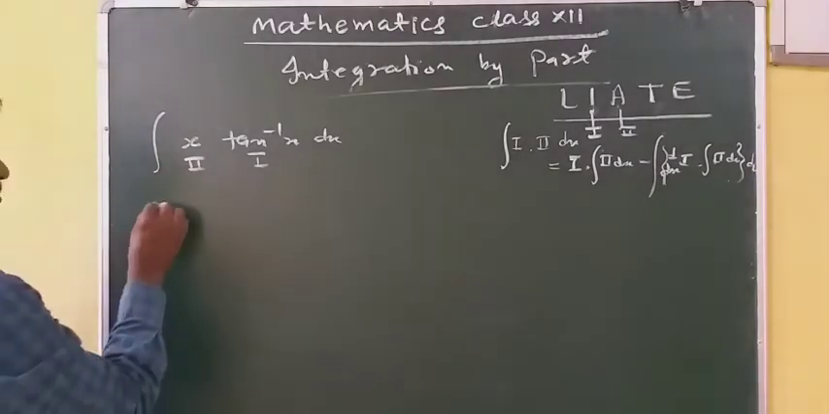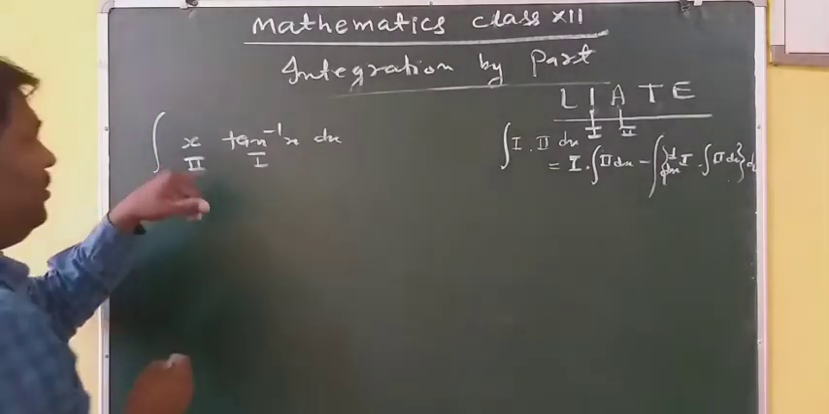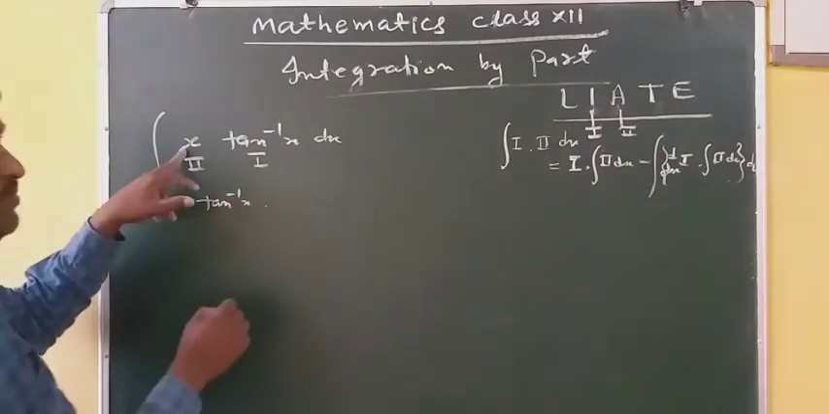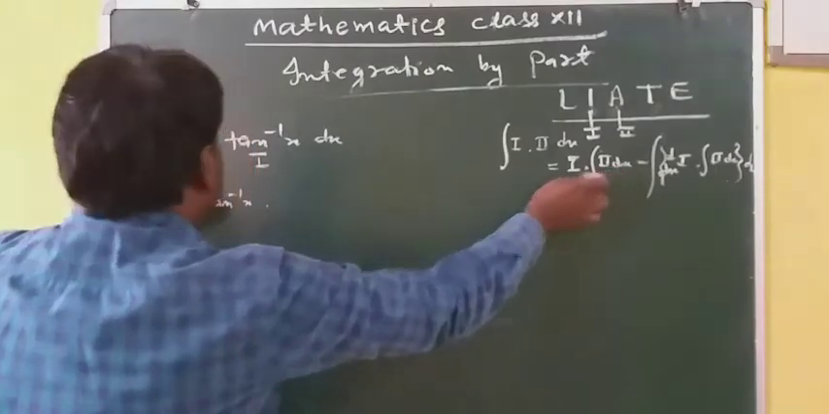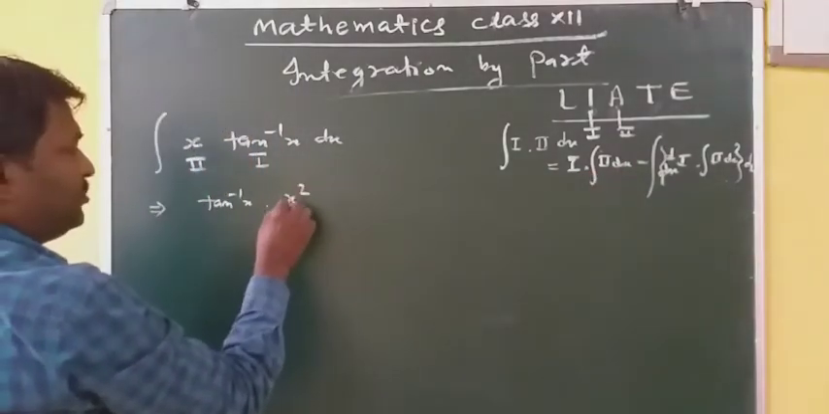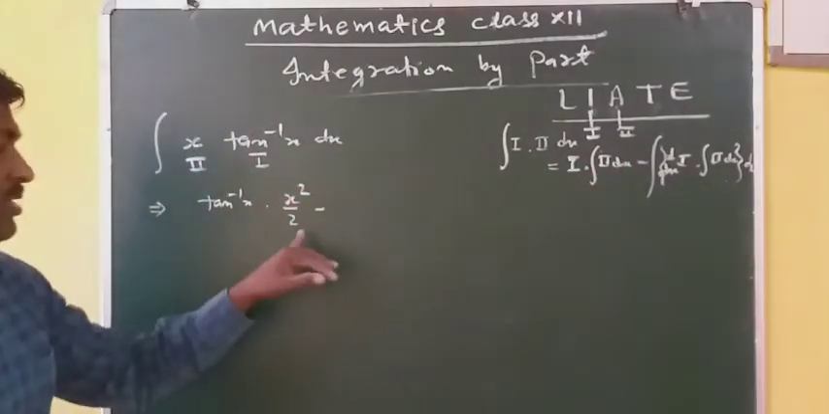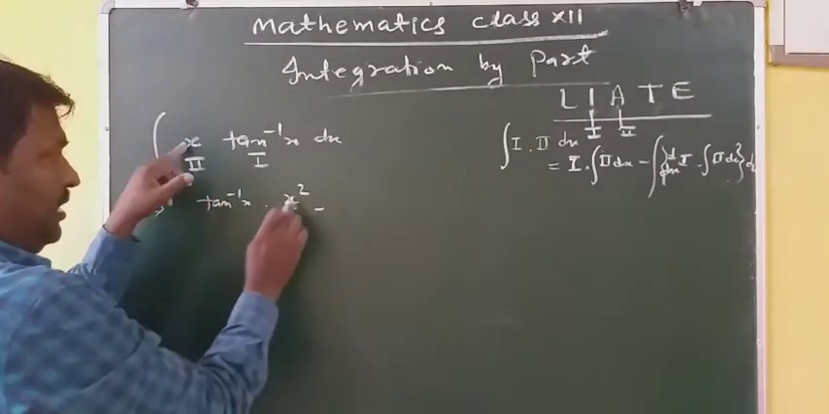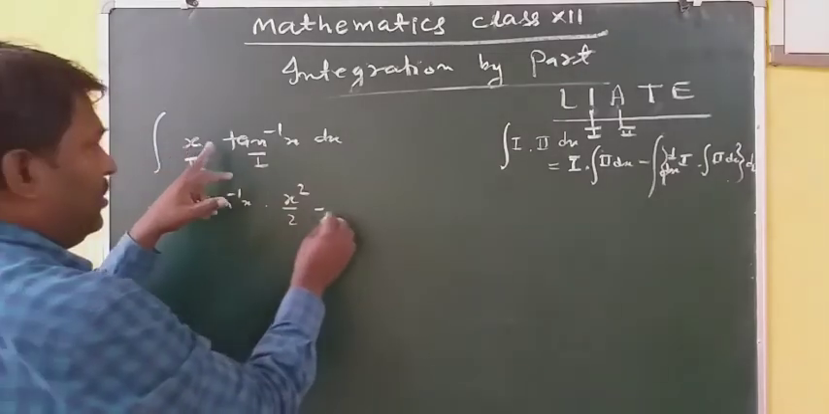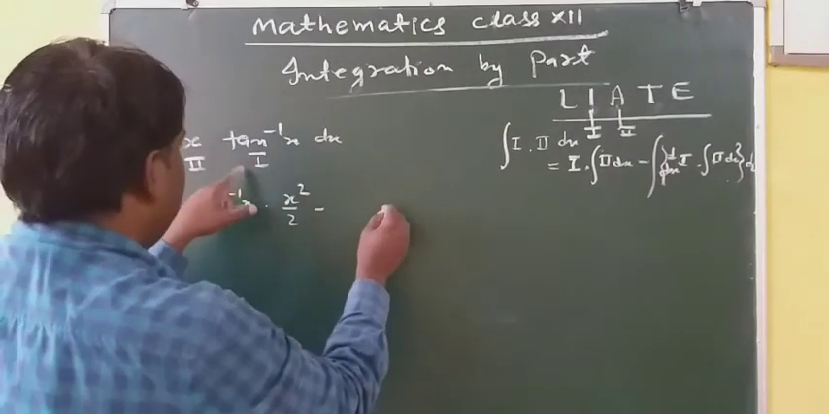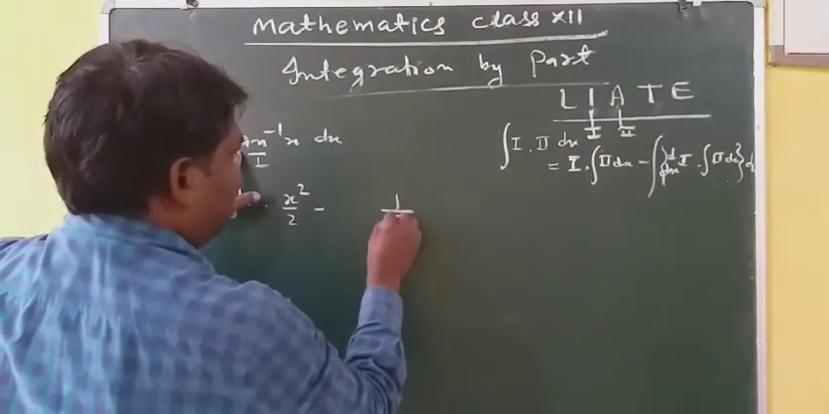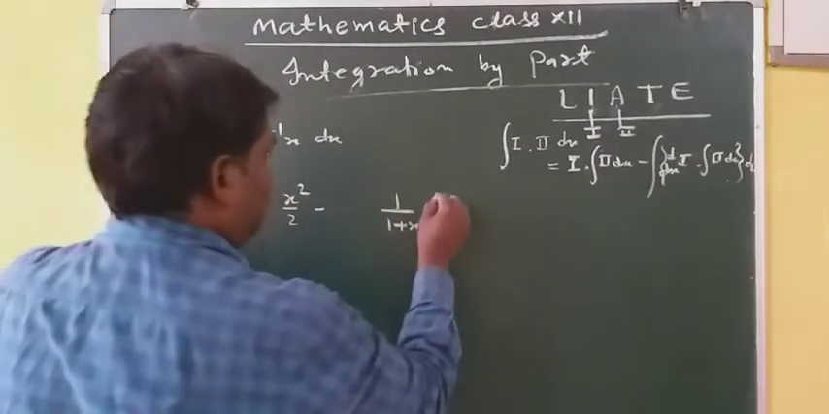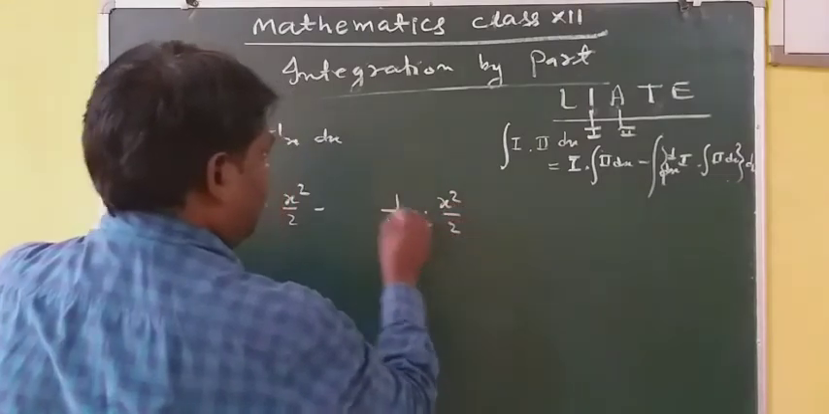Now how will you apply the formula? First function, that is tan inverse x, integration of second, integration of x. Now see, integration of x is what? x square by 2. Directly applying the formula: tan inverse x and integration of second, x square by 2, minus integration of differentiation of first, differentiation of tan inverse x, 1 upon 1 plus x square, into integration of second, that is x square by 2, whole integration.